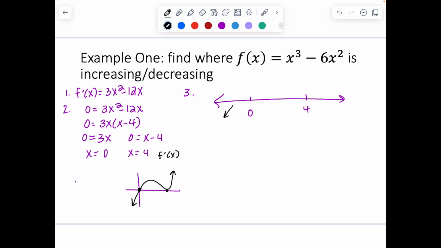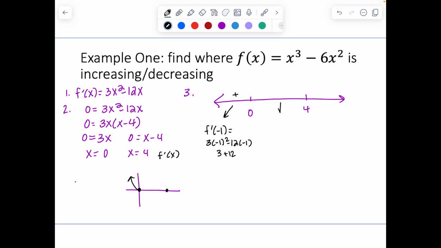So right here, I'm going to do -1. I'm going to plug in -1, and I'm concerned about whether the derivative is positive or negative. I'm going to plug that into my equation, and I will get 3 times -1 squared minus 12 times -1. That equals 3 plus 12. I don't care what the number is, but I do care that it's positive. So anytime we are less than 0, we don't know exactly what's happening, but we know that our equation is greater than 0.